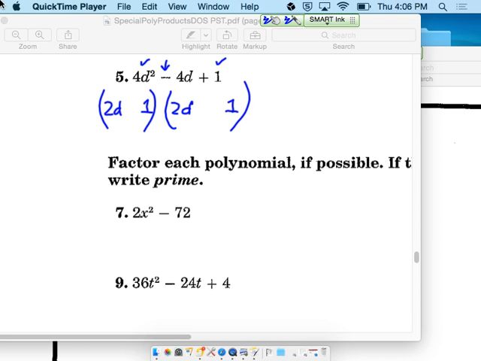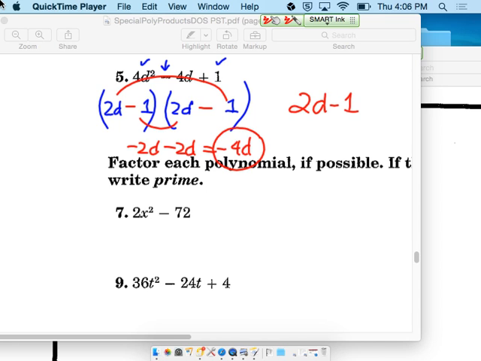Notice that the operation, or the sign, on the linear term is negative, so that means that my binomial factors would both be subtraction, and I still am going to test out that term in the middle. So I know I'm going to have negative 2d and then negative 2d, and they will sum to negative 4d, which is the linear term. So number 5 is a perfect square trinomial, and it's 2d minus 1 squared. Let's do one more.